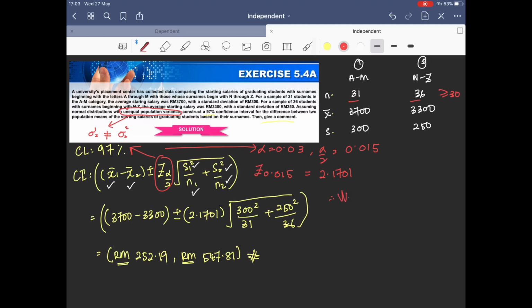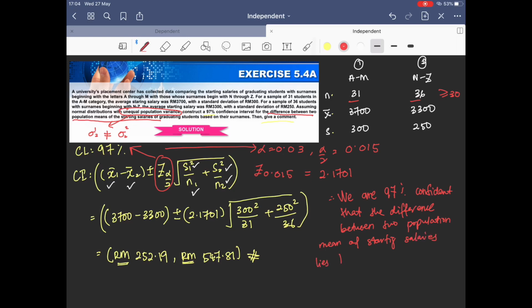We start with: we are 97% confident that, okay, you can copy from here, the difference between two population means of starting salaries lies between RM 252.19 and RM 547.81. That's it. That's for exercise 5.4.